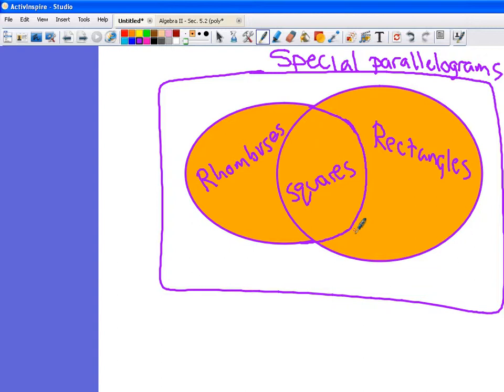So if this angle is 90, then this angle has to be 90. And that means that this angle has to be 90. So we know that all four of the angles are 90 degrees. They're all right angles. Makes sense. Since it has four right angles, it's a rectangle. A parallelogram with four right angles is a rectangle. So we can say that ABCD is a rectangle.